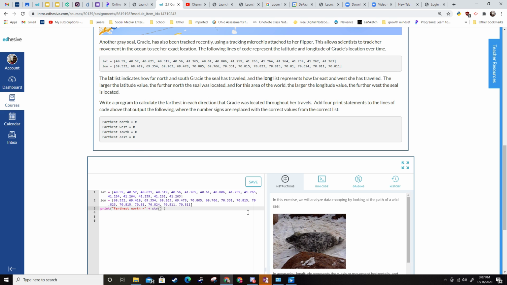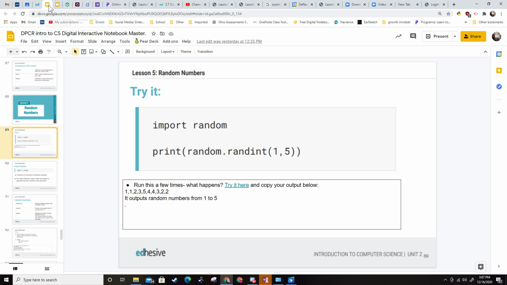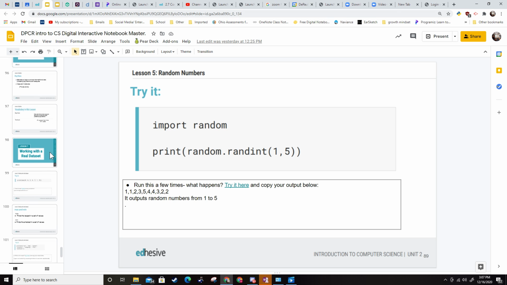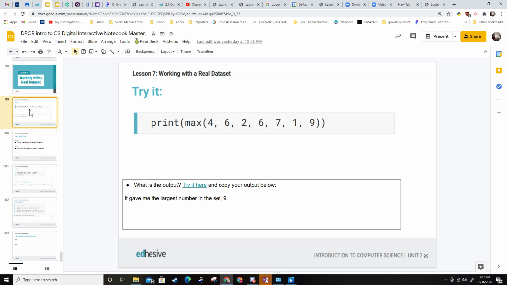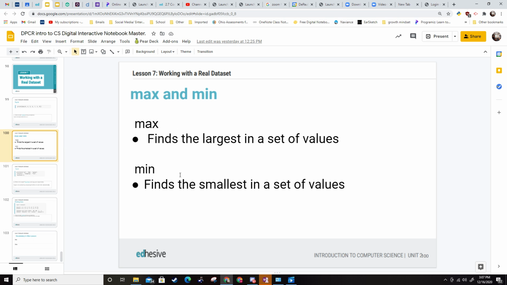So we're going to type out str and we're going to look at the farthest north. Now to find out whatever the farthest north is, we're going to have to use one of the commands from our notes. These are also commands that you should have gotten from the previous lesson. There are two things that came out from the previous lesson. One of them is max, one is min. The max command lets you find the largest in a set of values that they give you. Okay? The min lets you find the smallest.